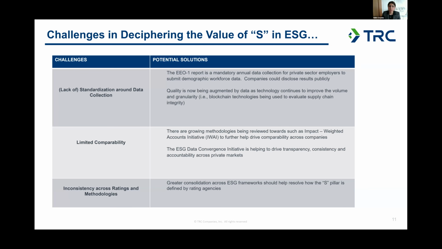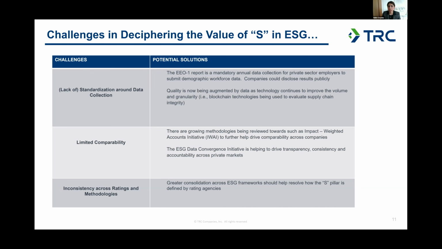But with those challenges, we do see some potential solutions. And these solutions are the answers to the data that we are looking to gather in a more consistent and more transparent manner. So with the potential solutions, lack of standardization across data collection, we are seeing more and more companies now take the EEO form, which is a mandatory annual data collection form that public companies have to submit demographic data, and are now putting it onto websites, and companies are disclosing this publicly.